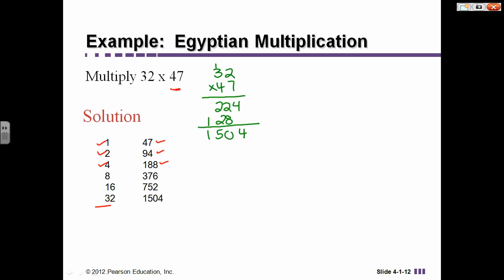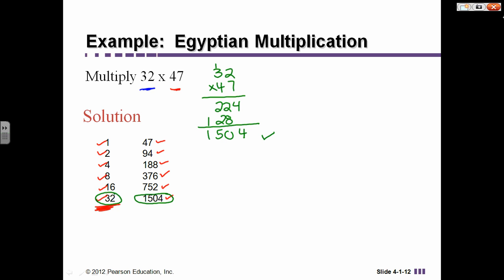Now our goal is to look at the left-hand column and try and get 32. Now I need to get 32 by either adding up a series of numbers or getting 32. So I keep going. 4 doubled is 8. 188 doubled is 376. 8 doubled is 16. 376 doubled is 752. 16 doubled is 32, and 752 doubled is 1,504. And so if you look at this, I now have the number 32, and it equals 1,504, which is the product of 32 and 47.